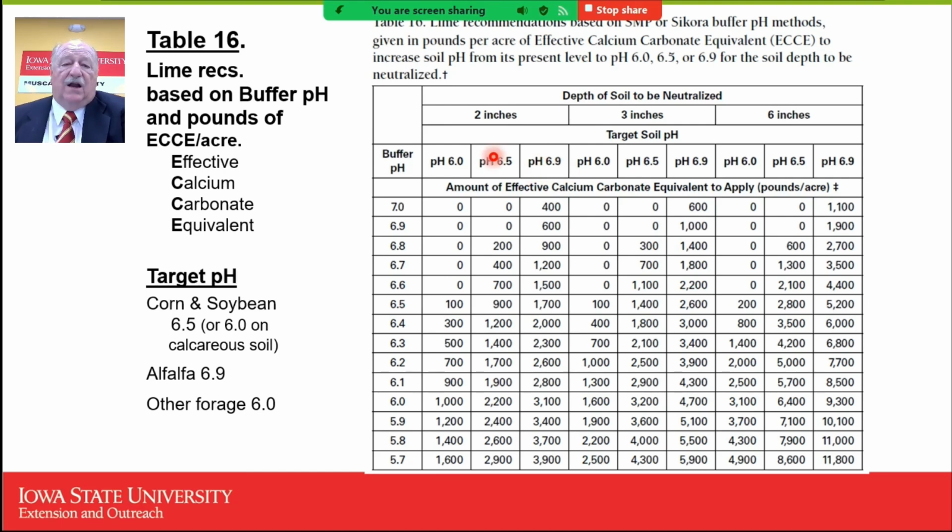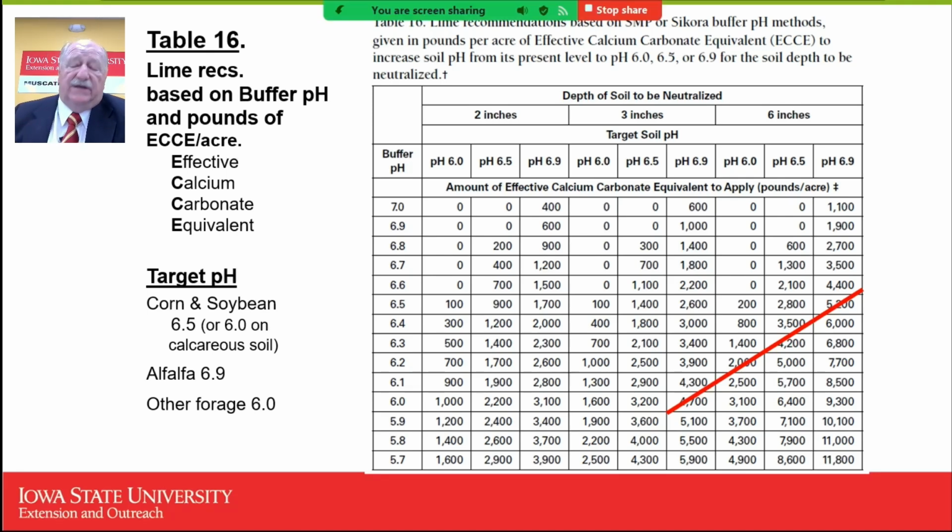And so I figure out which column I want to be in, and then I go down until I get to the row where my buffer pH is, and that tells me how much I need to put on. Now, as you look at this graph, one of the things you may notice is that when we get into the lower right-hand corner here, we get some very substantial amounts, over 2.5 tons. And we probably don't want to go there, and I'll kind of give you an idea of why in just a minute. So with that, we know how we do it in normal times.